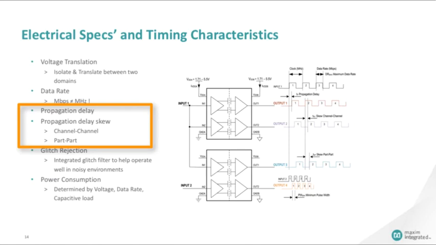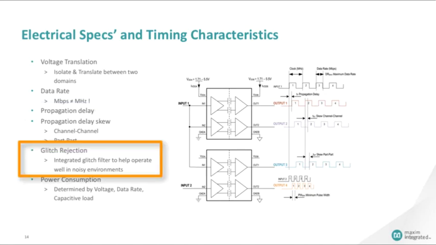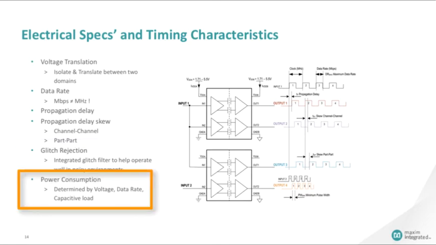Propagation delay skew is critical if the timing budget relies on matching between channels. For example, the clock is transmitted on one channel and data on another channel in the same direction. Glitch rejection, using the integrated glitch filter, increases propagation delay and reduces the data rate, but improves operation in noisy environments. Power consumption is determined by voltage, data rate, and the capacitive load.